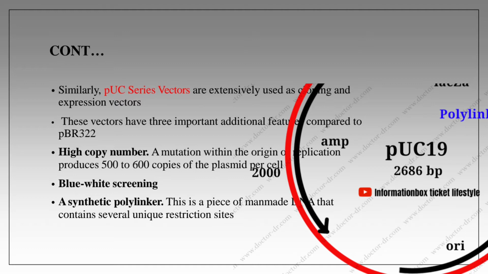Similarly, pUC series vectors are extensively used as cloning and expression vectors. These vectors have 3 important additional features compared to pBR322. High copy number: a mutation within the origin of replication produces 500 to 600 copies of the plasmid per cell. Blue-white screening. A synthetic polylinker: this is a piece of man-made DNA that contains several unique restriction sites.